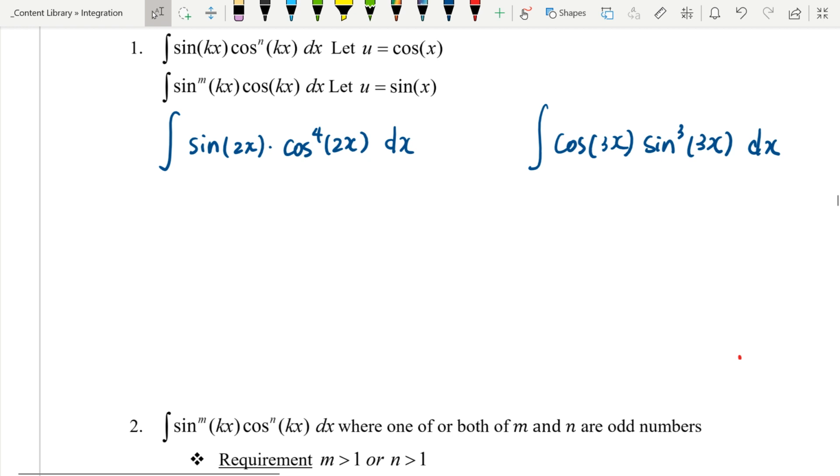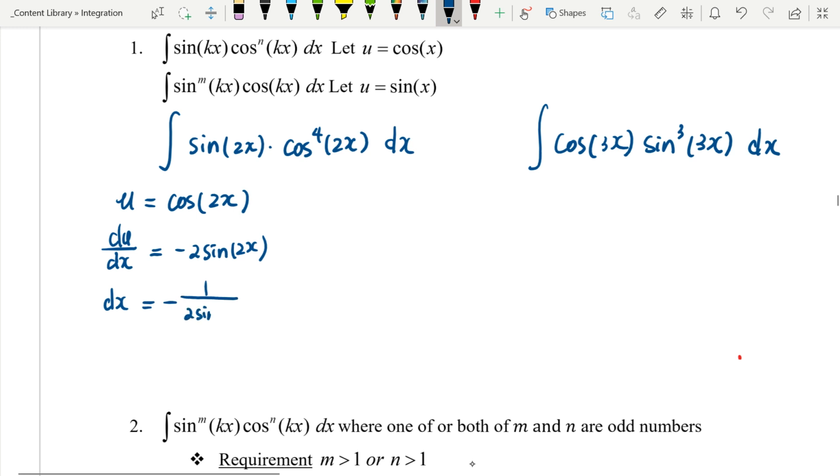So what we make u is the more complex one. In the first case, we will make u to be cosine 2x. We make the complex one become u, so du/dx equals minus 2 sine 2x, and dx equals minus 1 over 2 sine 2x du. Okay, so it's exactly the same as what we do before. Why I need a single sine 2x is to cancel with the minus 1 over 2 sine 2x.